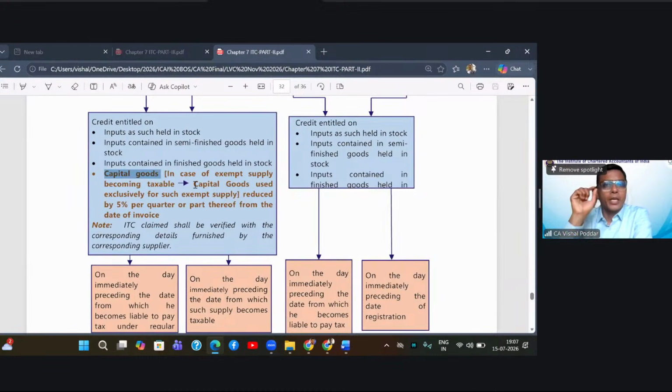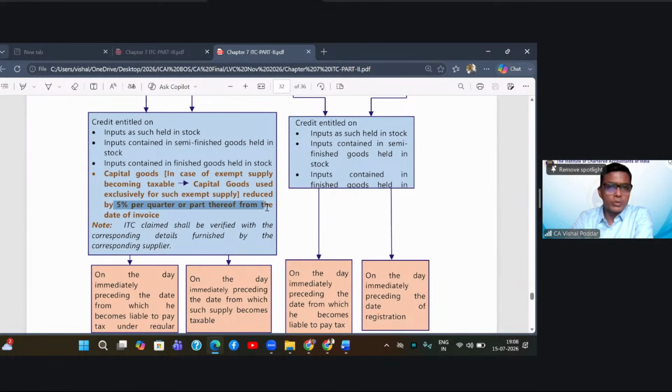Now, if my ITC is 100, pay attention students. If my ITC is 100, 100 divided by 20 quarters, every quarter how much ITC becomes applicable? 5. So what do they say? That whatever is the total ITC on these capital goods which are lying in stock, you reduce that ITC by 5% per quarter or part thereof.